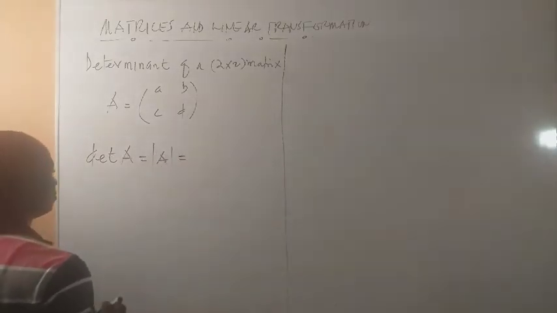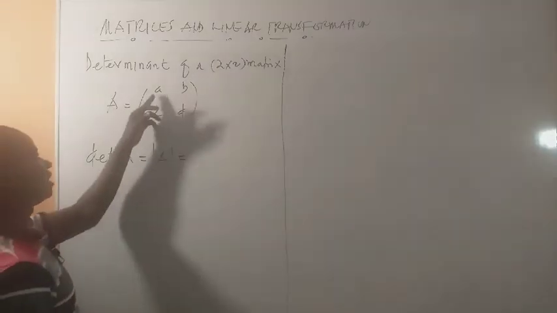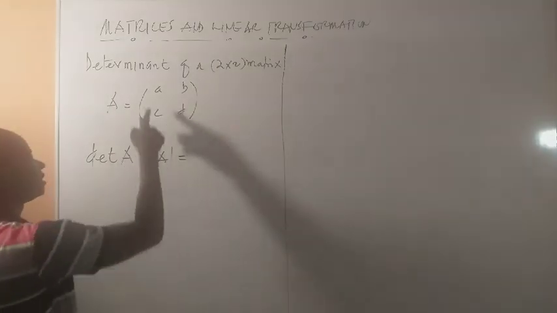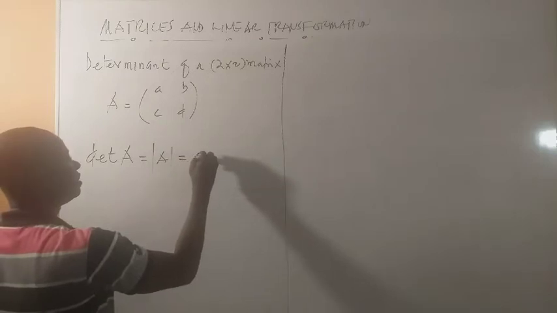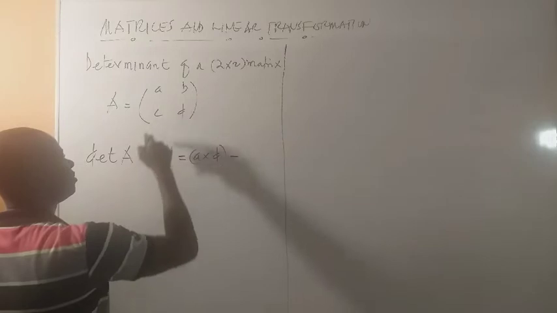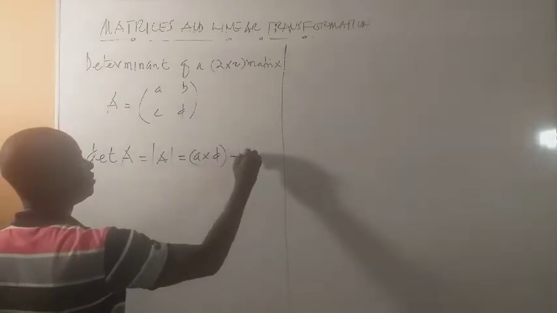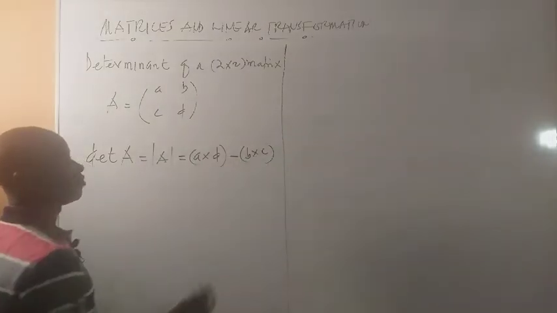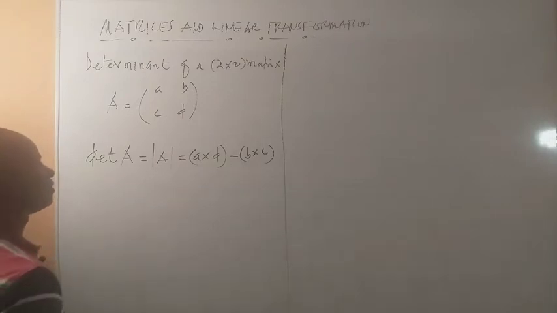And this is equal to, we multiply the first element by the fourth element. That is A times D. We have A times D minus the second element times the third element. That is B times C. And that is how we find the determinant of a 2 by 2 matrix.